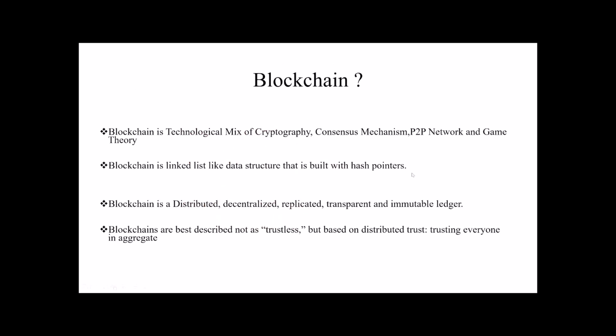Now look at the third definition. Blockchain is distributed, decentralized, replicated, immutable, all sorts of words. Let us see how blockchain looks.